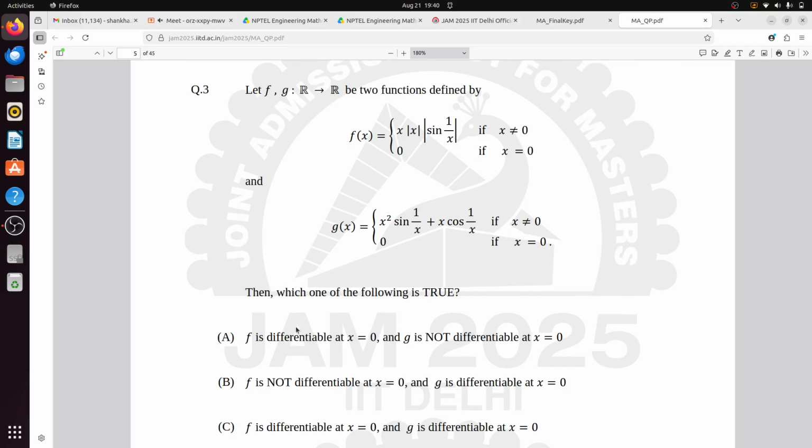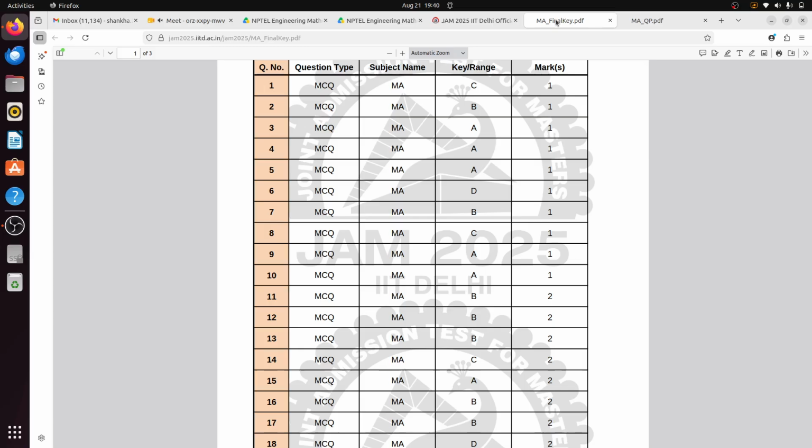Three is also correct, because f(x) = x mod x sin(1/x). If you take f(h) minus f(0), divided by h, that gives mod h times sin(1/h) over h. If h is positive, you get plus h sin(1/h), which tends to 0, and if h is negative, still it will converge to 0. So f is differentiable at x equals 0, but g is not differentiable. So the answer is 3a. Very nice.